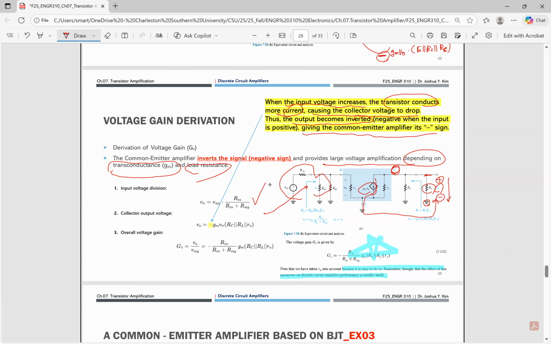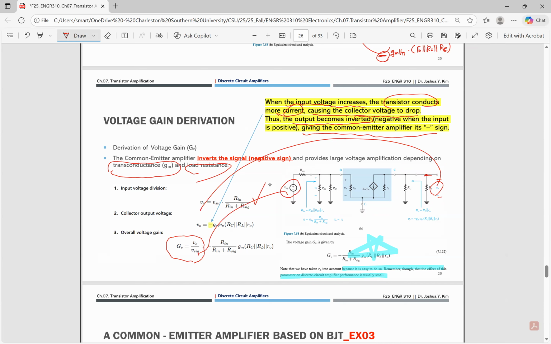circuit analysis. Okay, so the overall voltage gain, as learned before, G sub v is equal to v sub o over v sub signal. Keep in mind, this is the small signal equivalent circuit, the overall voltage gain, v sub o and then v sub signal. One more time, v sub signal, output voltage right there.